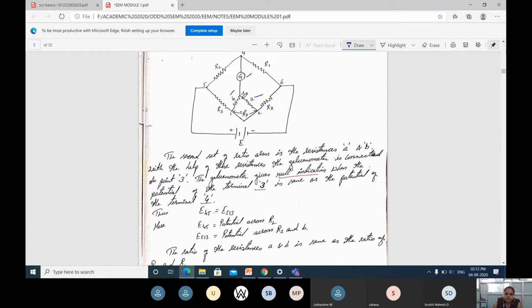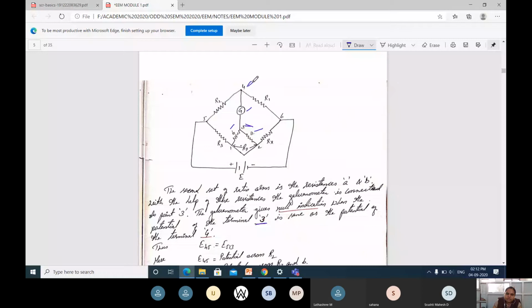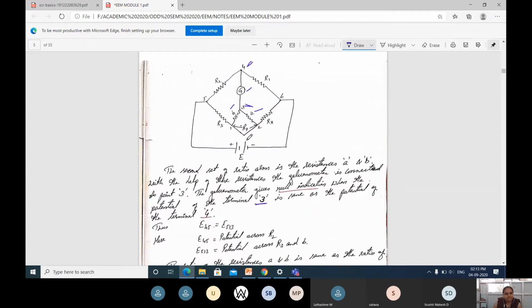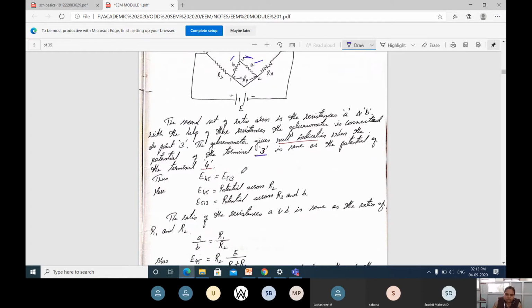Next, when the bridge is balanced, the potential at terminal 3, here that I highlighted, terminal 3 is nothing but here, the potential at 3 is the same as the potential at terminal 4. Observe, the potential at 3 should be the same as the potential at 4. Then I will say the bridge is balanced. For that reason, what equation can I write here?